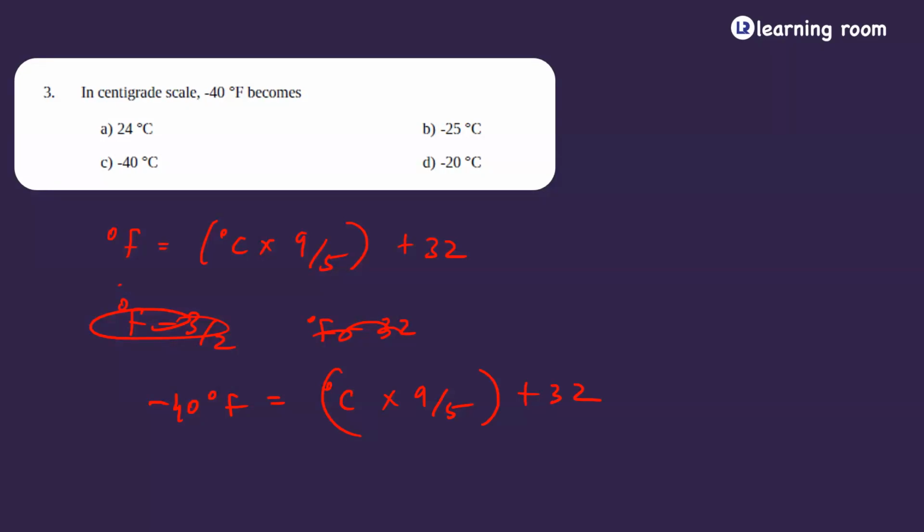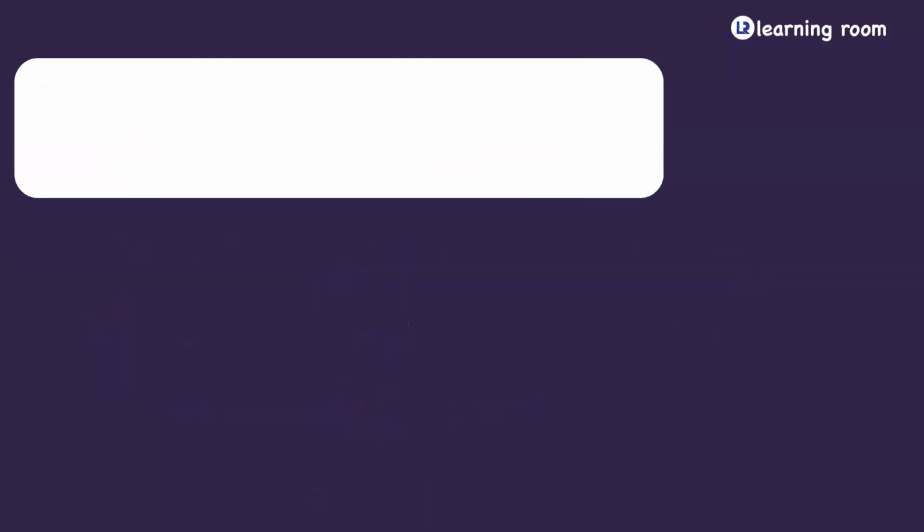Bring the 32 to the other side. Bring 32 to the other side. So what do you get? Degree Celsius into 9 by 5 is equal to minus 40 minus 32, which is minus 72. Then degree Celsius is minus 72 into 5 by 9. So 9 8s are 72. So answer will be minus 40 degrees Celsius. So option C will be the right answer. Is that clear? Any doubt? Okay. Fine. Let's move on to the next topic.